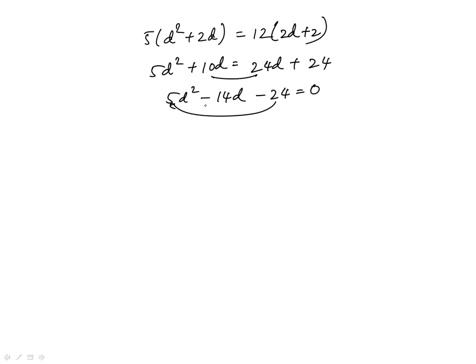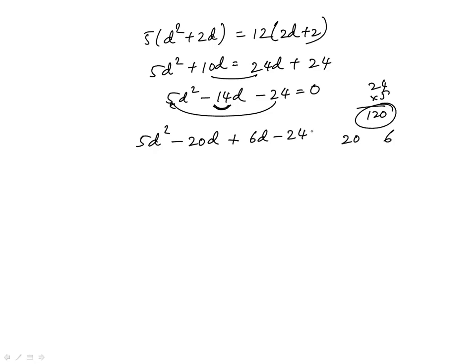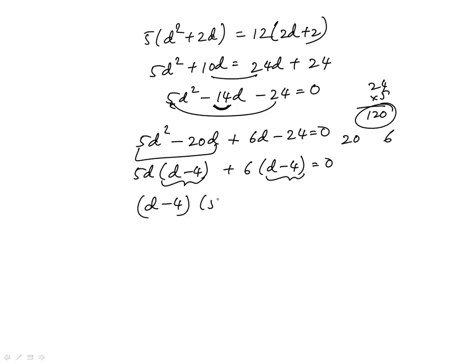So here I have two numbers to solve this quadratic. 24 times 5 is 120, and then I have to think of two numbers that multiply to give 120, and then the difference is 14. So those two numbers are 20 and 6. So that becomes minus 20D plus 6D minus 24 equal to 0. I'm going to factor the largest common term here, 5D. 5D times D minus 4, and factor 6 here, 6 times D minus 4 equal to 0. Then factor D minus 4 and 5D plus 6.